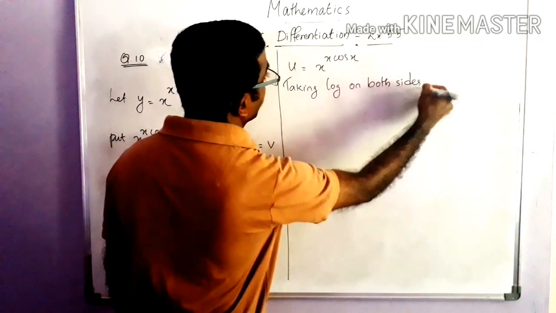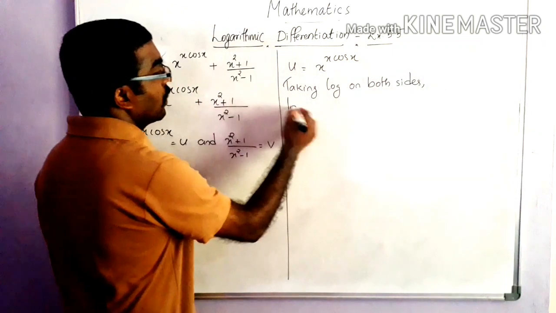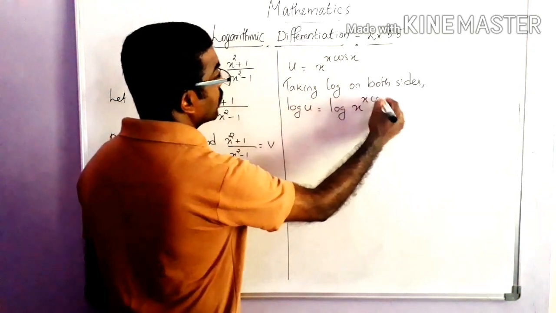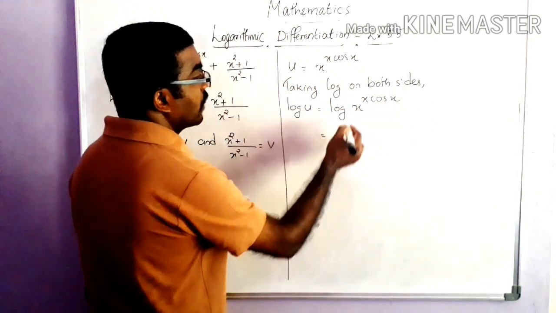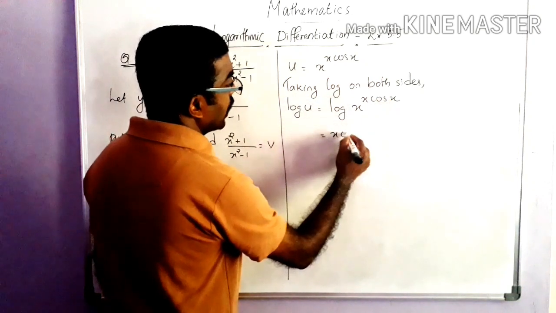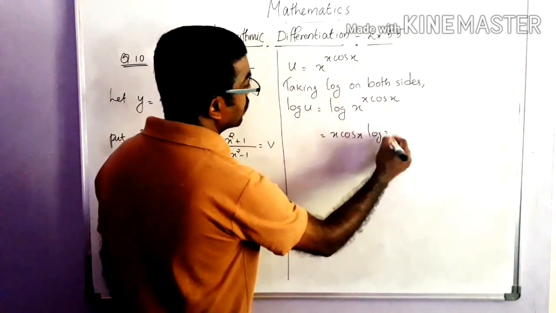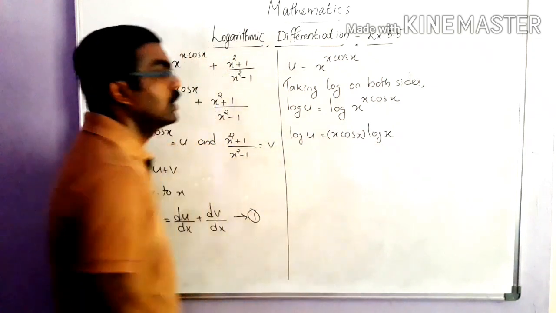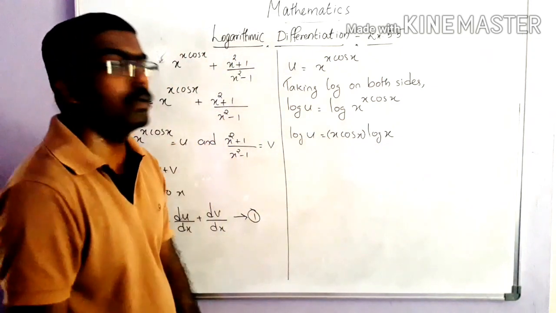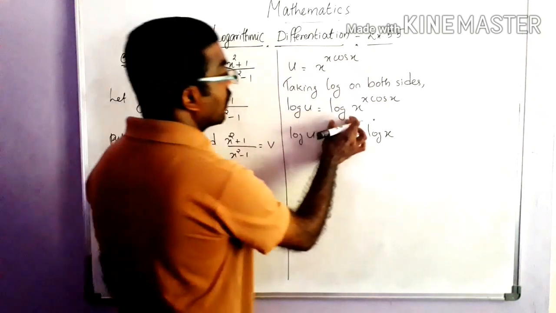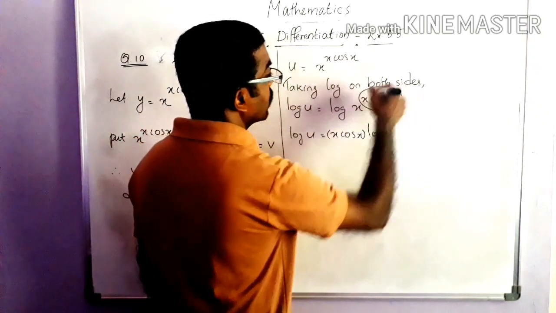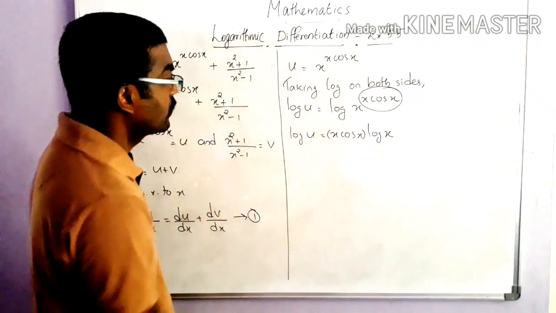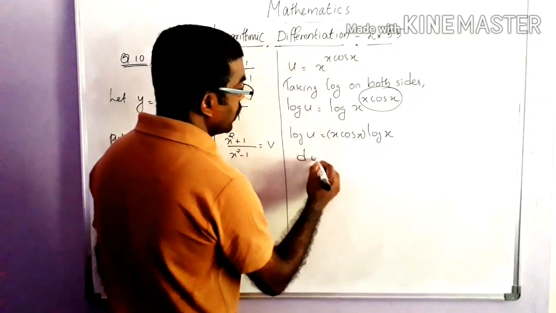So here log u is equal to log x raised to x cos x. And we can apply the property of logarithm, that is x cos x into log x. That is log u is equal to x cos x into log x. Log a raised to b. So this time we write first x cos x into log x. Now we can differentiate with respect to x.